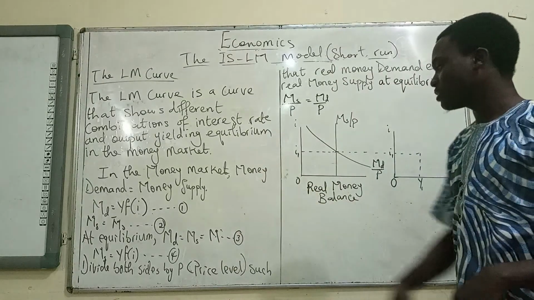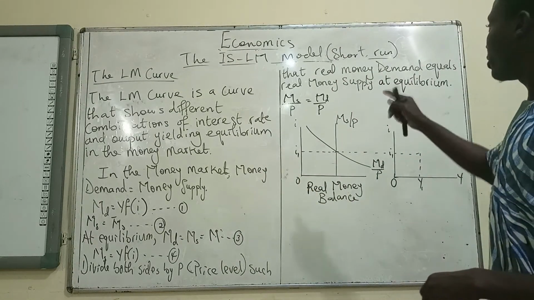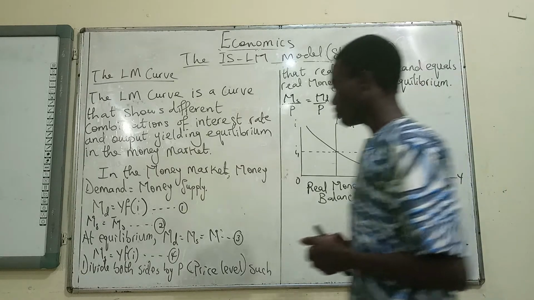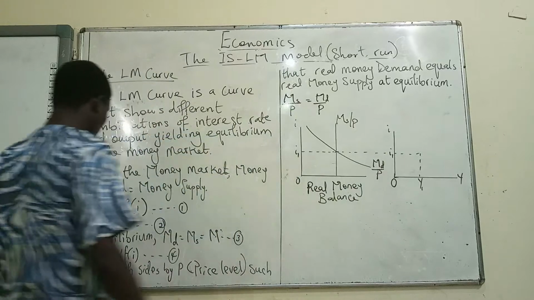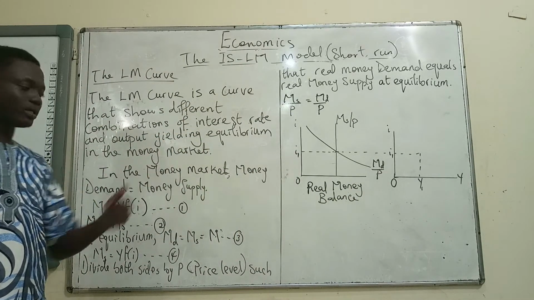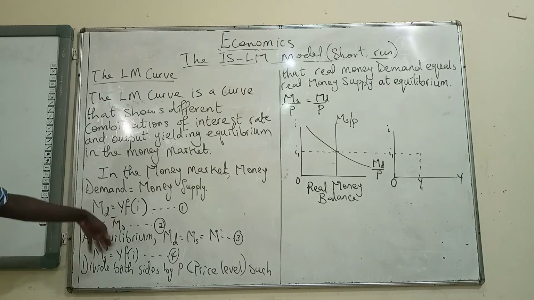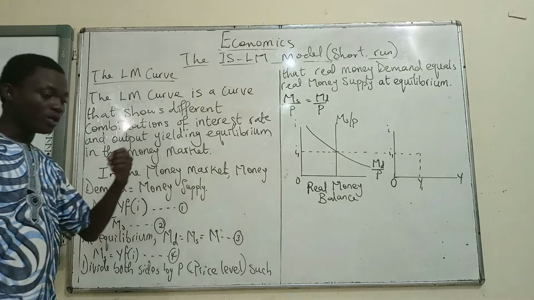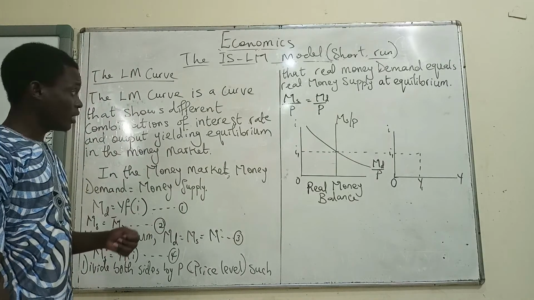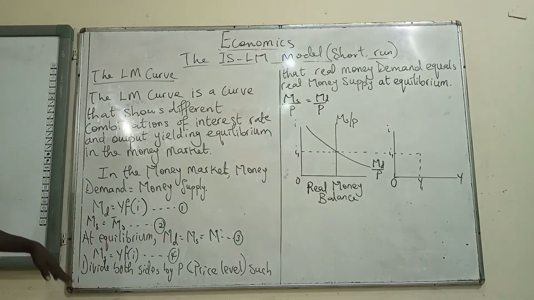Okay, so divide both sides by P such that real money demand equals real money supply at equilibrium. By the time we divide both sides by P, MS becomes MS over P. So instead of just having money supply, we have real money supply now. And Y, f of (i over P), then becomes the real money demand. It's more or less coming back to this. So we have MS over P, which is real money supply.